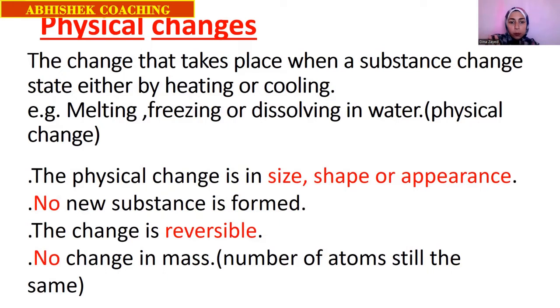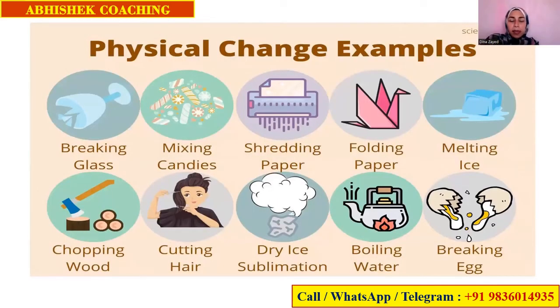Here no new substance is formed, and the change is reversible, which means that we can undo some physical changes, like water and ice. We can change the water to ice by freezing, and then by melting we can change it back. So this means that this change is reversible. And here also no change in the mass. The mass stays the same as we start with it and as we end with it. Some of the physical changes that we have are breaking the glass, mixing candies, cutting the hair, drying ice, boiling, melting. All of these are examples of physical change.